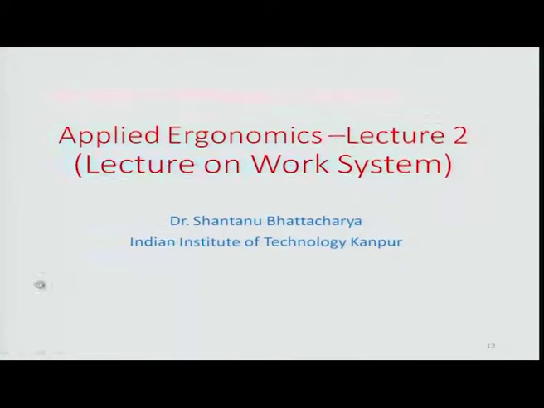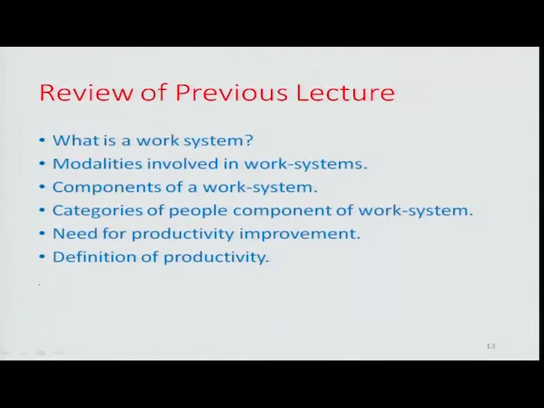We were continuing on work systems, and some of the basic things we discussed in the last lecture was what is really the definition of a work system, some of the modalities which are involved in such systems, including work type or work measurement or even work management. We talked about components of a work system and what are the basic stakeholders involved in defining such a system. We also discussed how many categories of people are going to be there in a work system, and also what is the need for productivity improvement and the definition of productivity, which was mapped as really the output upon the input.